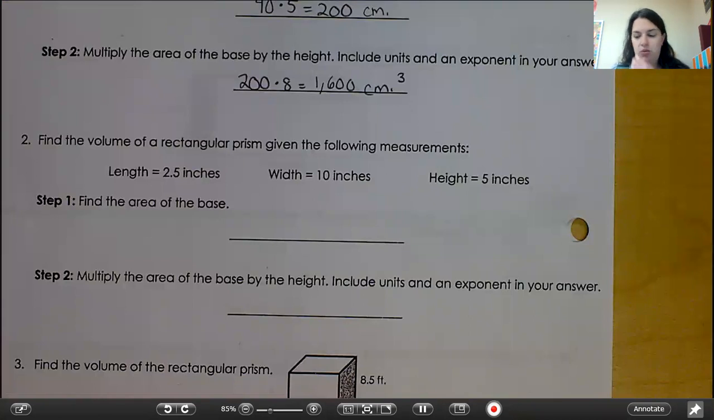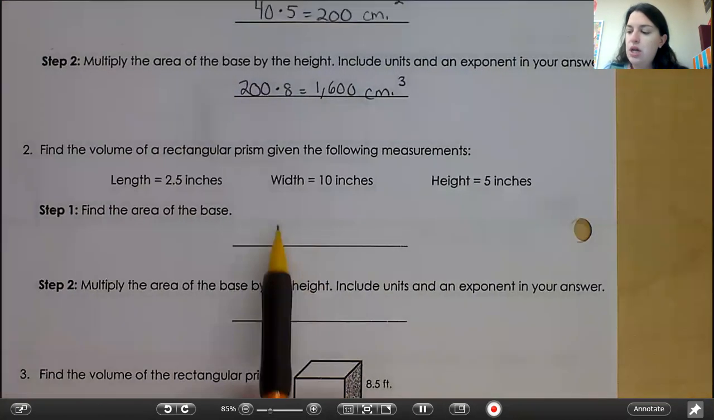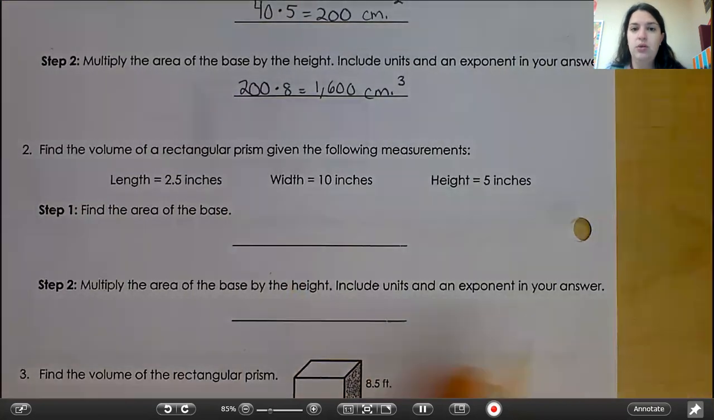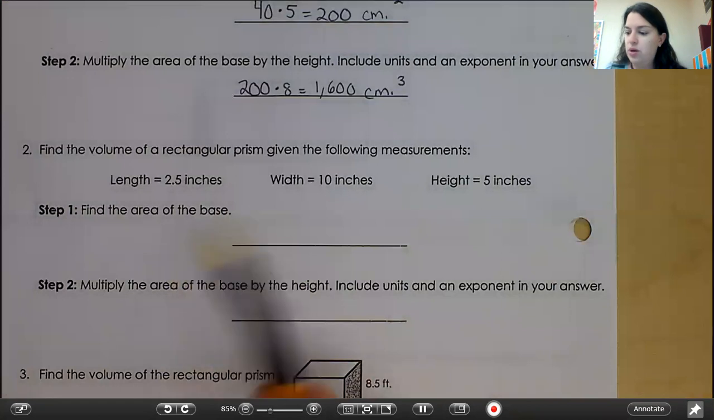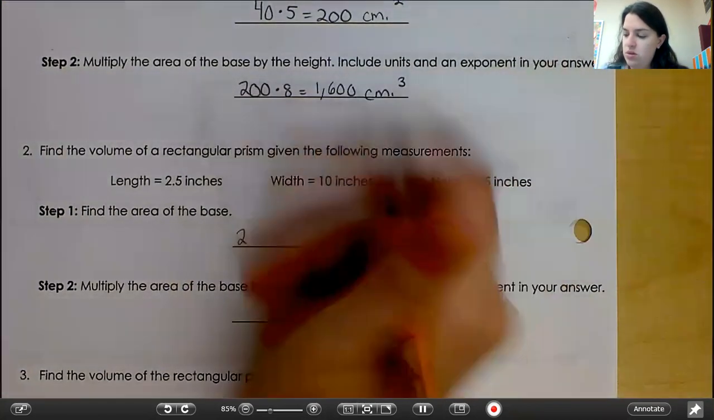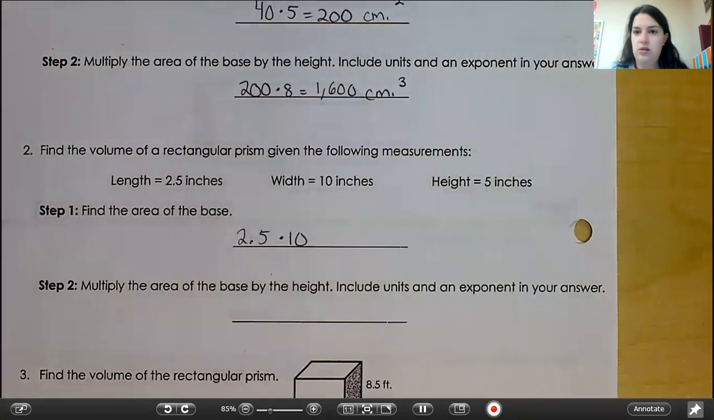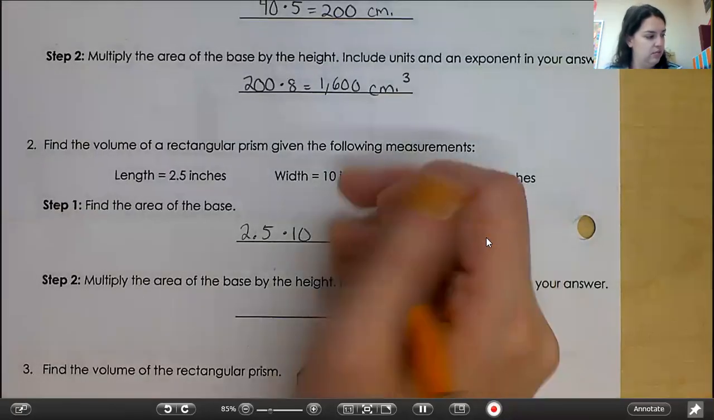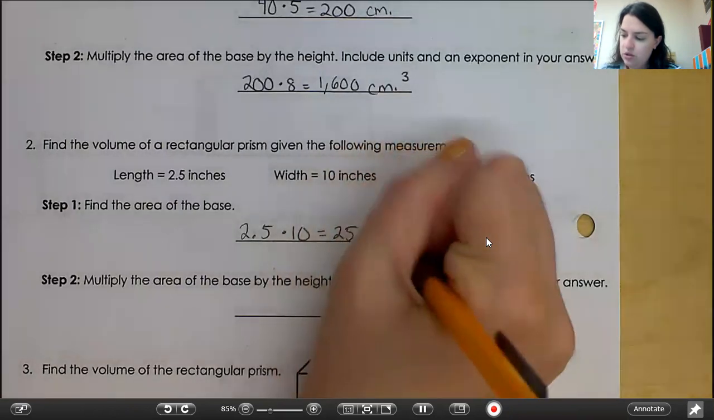Okay, if you're back with me, then you have tried numbers 2 and 3. So let's take a look, because number 2 doesn't have a picture drawn for you. What could you have done? Well, you could have drawn a picture. If you drew a picture, that's fine. If you didn't, that's fine as well. But we have 2.5 times 10. Okay, so 2.5 times 10 is going to give us 25 inches squared.